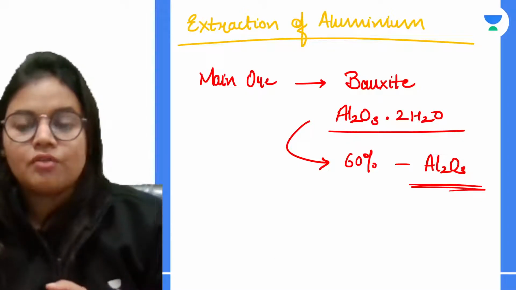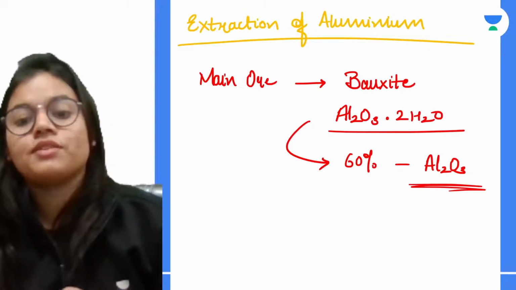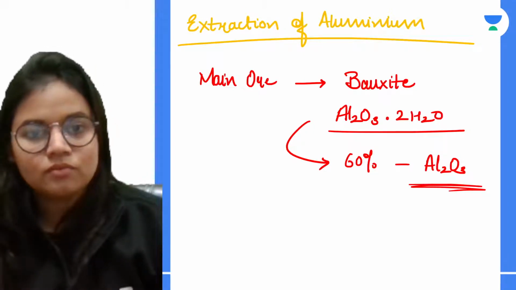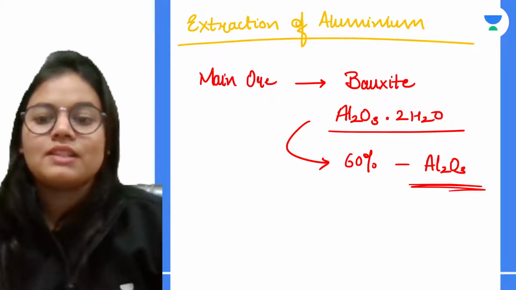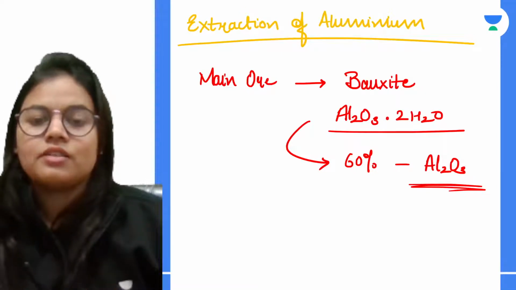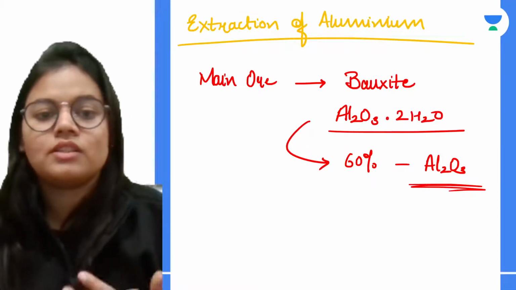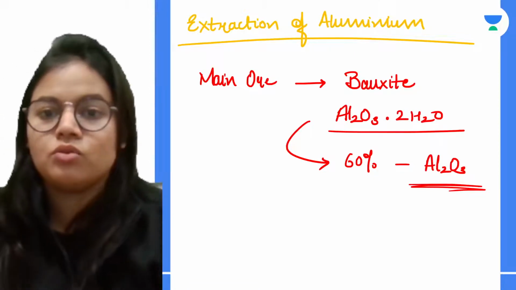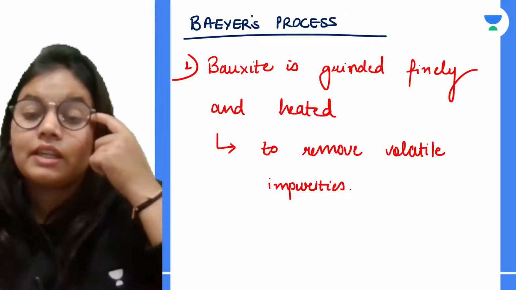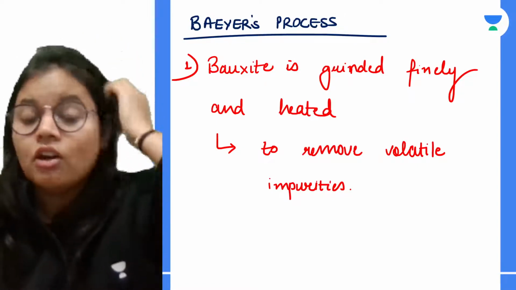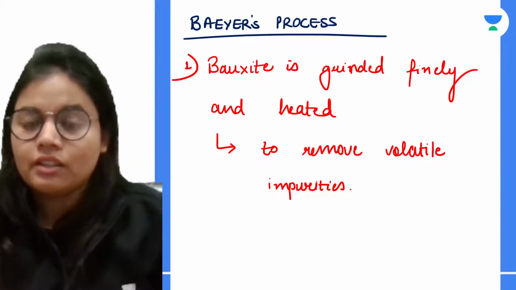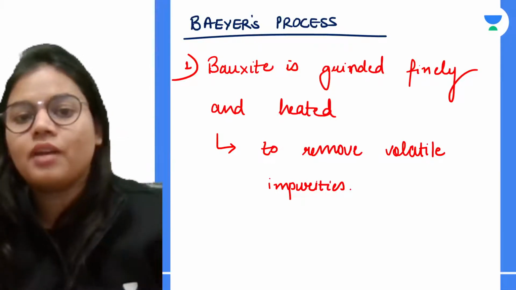So the main ore of aluminium is bauxite. The formula of bauxite is Al2O3.2H2O. Bauxite consists of 60% of alumina and the rest are some impurities. So it has a fair good amount, and that is why it is used for extracting aluminium. In the very first step, we are taking the bauxite and grinding it finely. When we grind finely, the surface area increases and the further processes become easier.